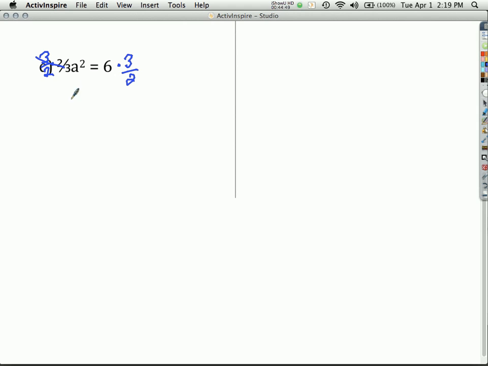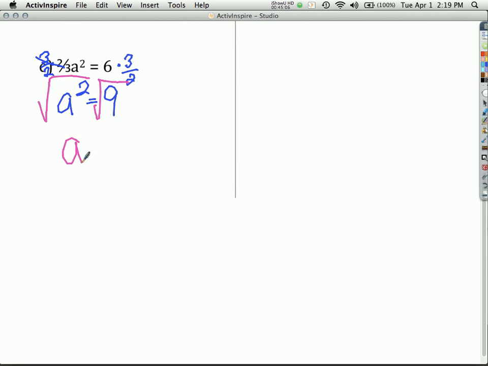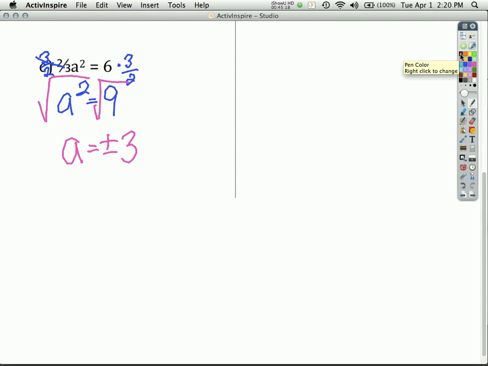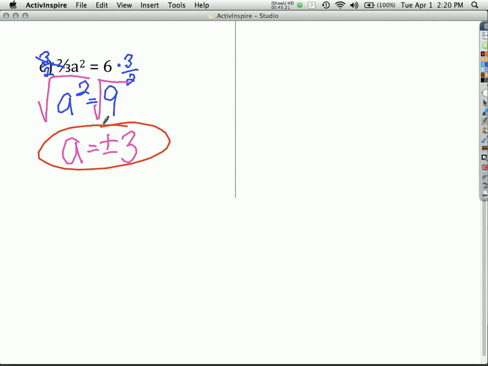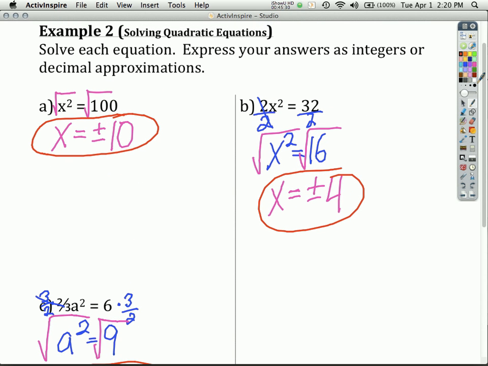That cancels out. You get a squared equals what, Valerie? You get a squared equals 9. Outstanding. You should already know what the solutions are. But if you don't, what number times itself equals 9? What are the two solutions? Chris? Positive or negative 3. Very good. Any comments, questions, concerns?